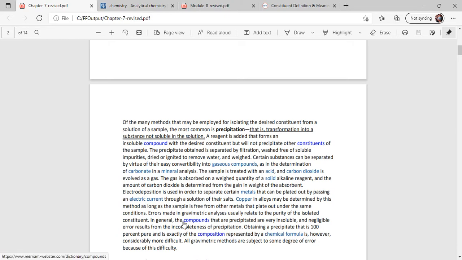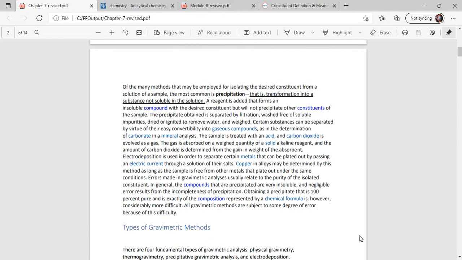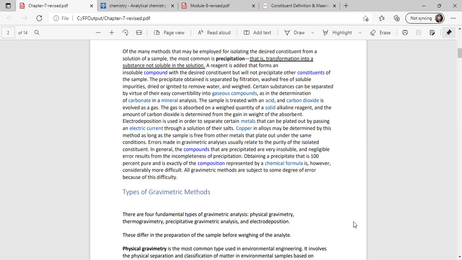In general, the compounds that are being precipitated are insoluble, and the negligible errors result from the incompetence of the precipitation to obtain a precipitate that is 100% pure and has exactly the composition presented by your chemical formula. However, this is considerably more difficult. All gravimetric methods are subject to some degree of error because of this difficulty. So you have here different types of gravimetric methods.